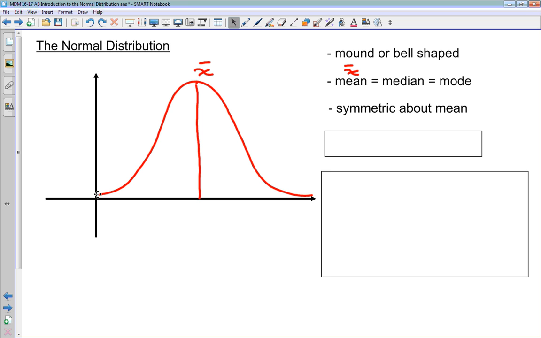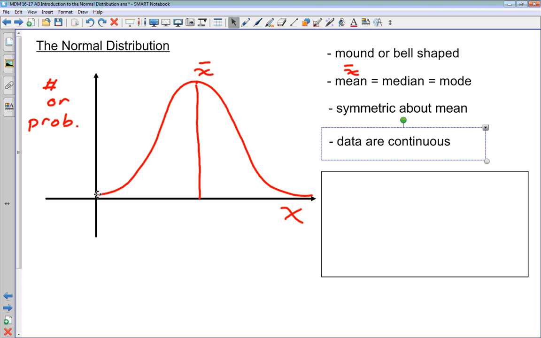So what are we graphing when we have something like this? On the x-axis is any old thing that we want to be measuring. Okay? And the vertical axis, as with other distributions, is the number of things that have that particular value, or sometimes we can think of this in terms of the probability that something is going to take on that particular value. Because this is a nice smooth curve, the normal distribution usually applies to data that are continuous.